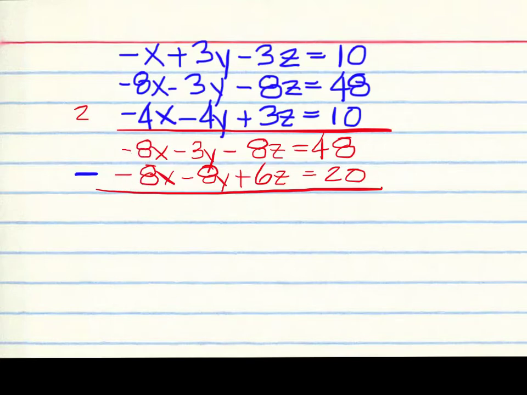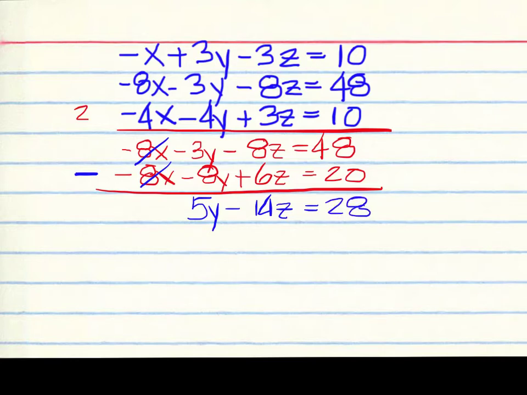So if we subtract those two, these cancel out, and you'll have a -3 minus a -8. -3 minus -8 is the same as -3 plus 8. It's a double negative. So you should have a 5y, and then a -8 minus 6 would be a -14z. And 48 minus 20 is going to be 28.